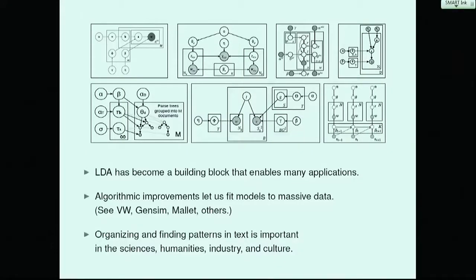Okay, so LDA has become a building block that lets us do a lot of things with text and with documents. Here are some pictures of models that build on LDA, and this also kind of shows you the benefits of the graphical model framework in that the algorithms and the graphical models are composable, right? So you can kind of see LDA as a little submodel in each of these pictures. Algorithmic improvements, like the ones I alluded to, let us now fit these models to massive data, and they're implemented in some of these packages like VW and Gensim and Mallet. And LDA is useful because organizing and finding patterns in text is an important task in a lot of different domains.